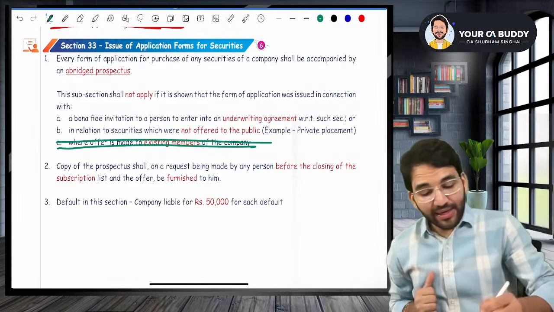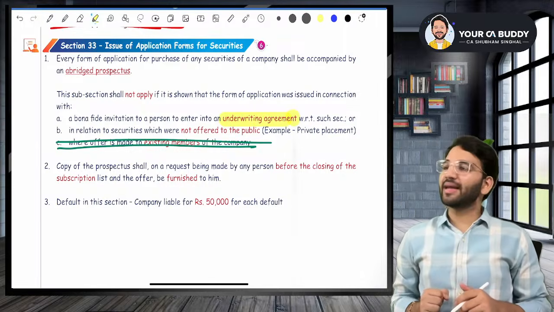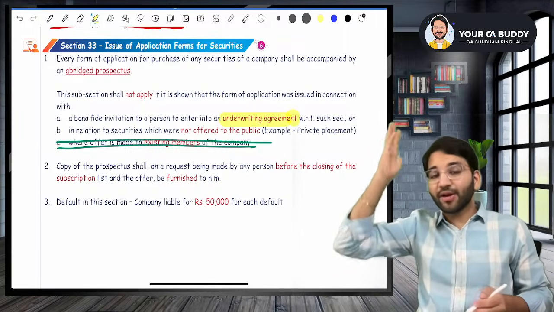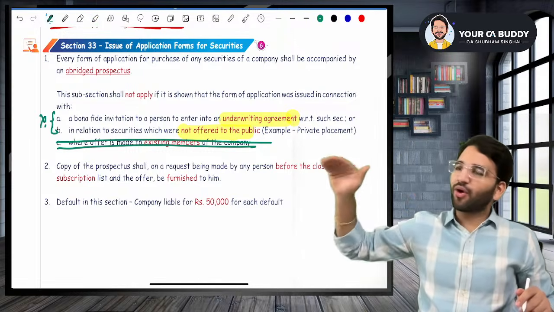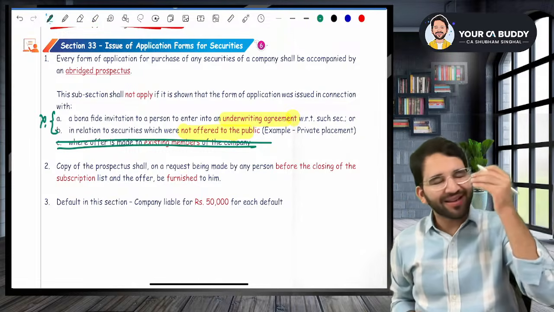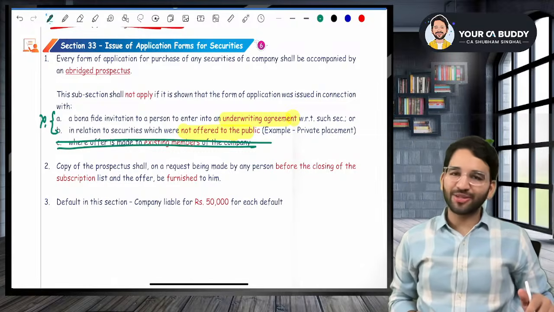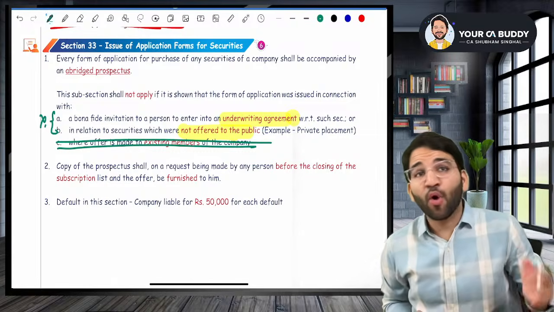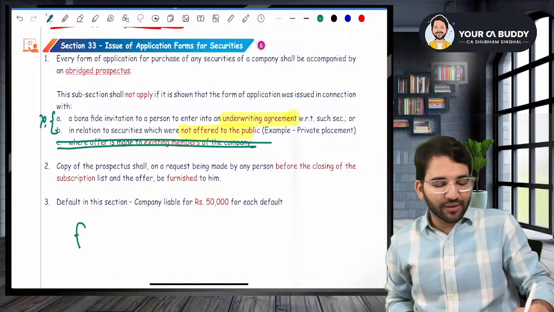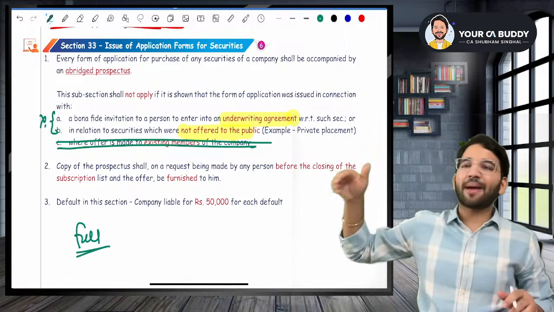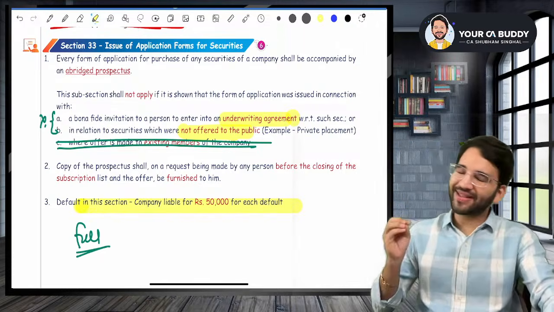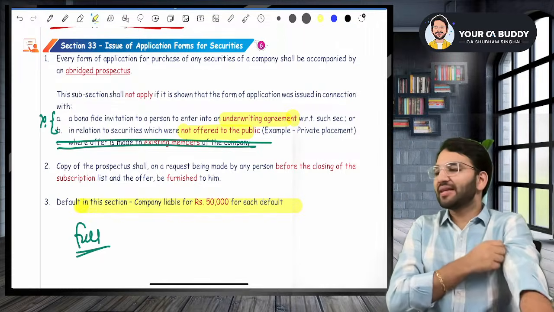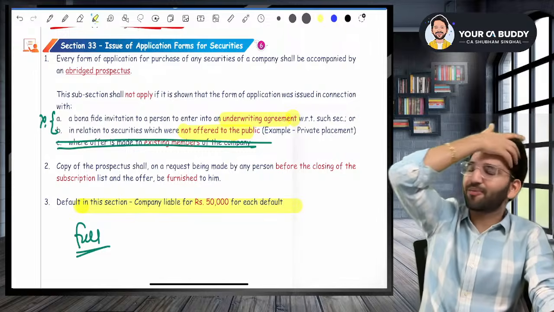Number one, where the issue application form is for an underwriting agreement, or where the shares are not offered to the public. In these two cases, you do not need to give an abridged prospectus, but in other cases, you will have to. Now, if anyone wants, they can request the full prospectus, but generally, abridged prospectus would be enough. And if there is a default, the company will be liable for 50,000 rupees of default.